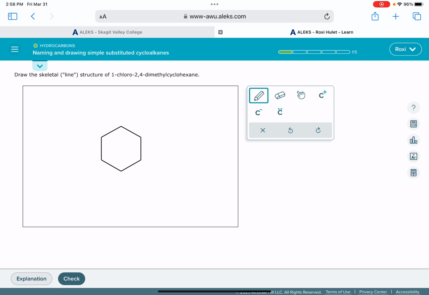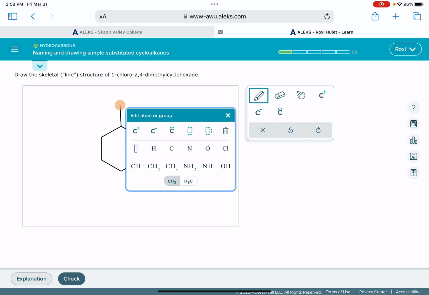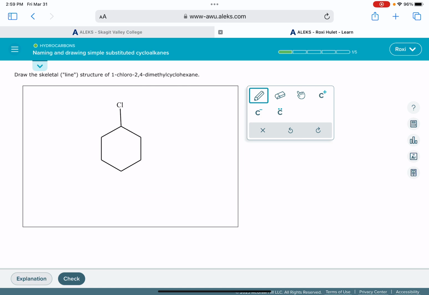I'm going to go back now to the beginning of the name. Now the name tells me I have on carbon number 1 a chlorine, and I get to choose which carbon is carbon number 1. So I'm just going to pick right there. I need to make that a chlorine, so I'm going to tap the ending of that line that I just drew, and that gives me an opportunity to place a chlorine atom at the end there. And then it tells me the next part of the name is 2,4-dimethyl. So that means on carbon number 2, I have a methyl, and then also on carbon number 4, I have a methyl.